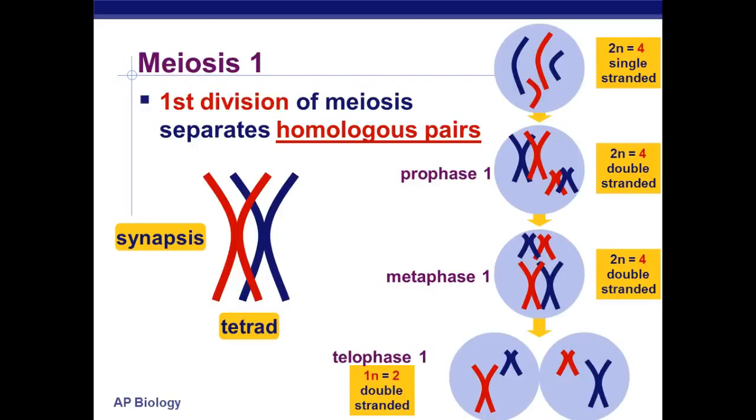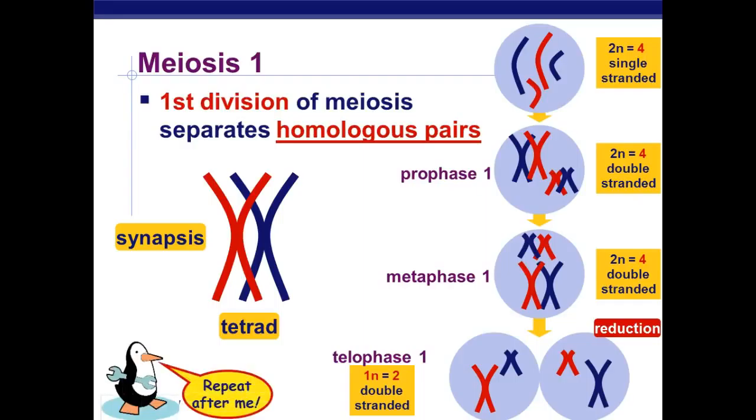The pairs then separate in anaphase 1, and in telophase 1, we now have separate nuclei, each with just half the number of chromosomes we had at the beginning. So this is our reduction division, taking us down to half the normal number of chromosomes, to haploid cells. So we've successfully separated homologous pairs in meiosis 1.